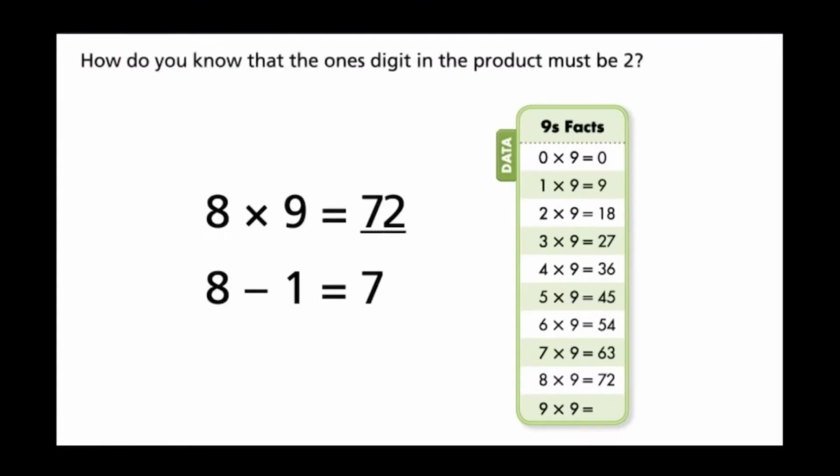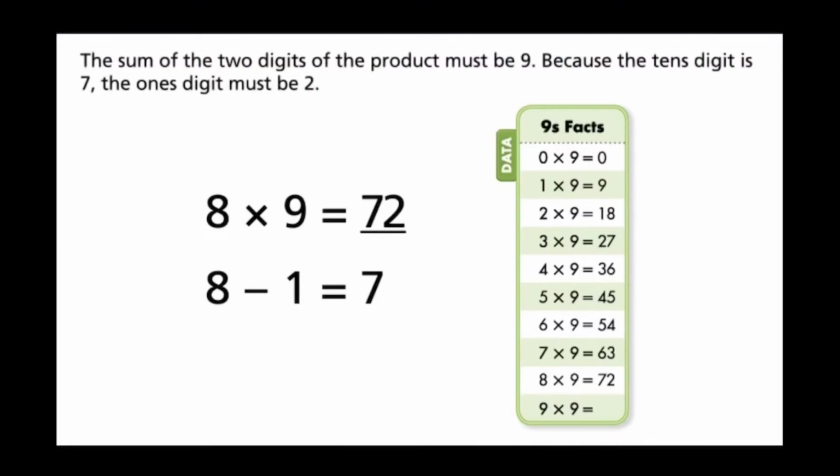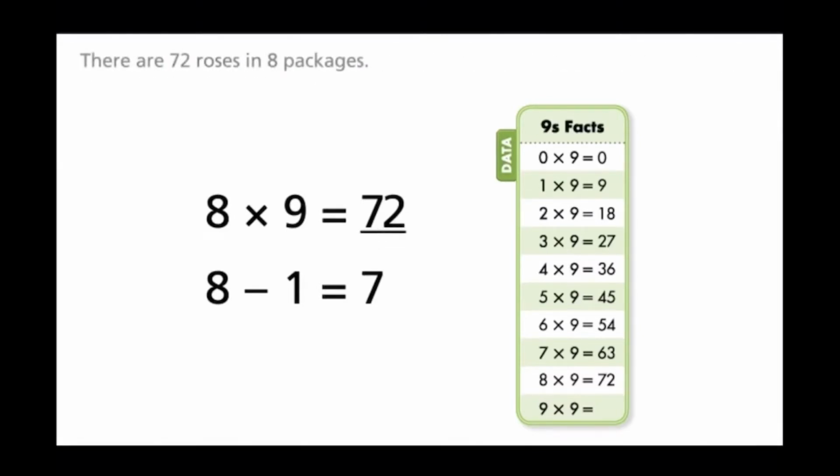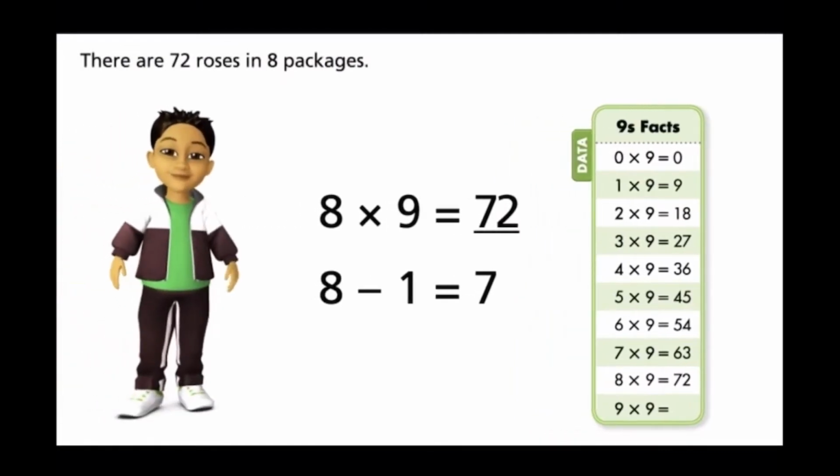How do you know that the ones digit in the product must be 2? The sum of the 2 digits of the product must be 9. Because the tens digit is 7, the ones digit must be 2. There are 72 roses in 8 packages.